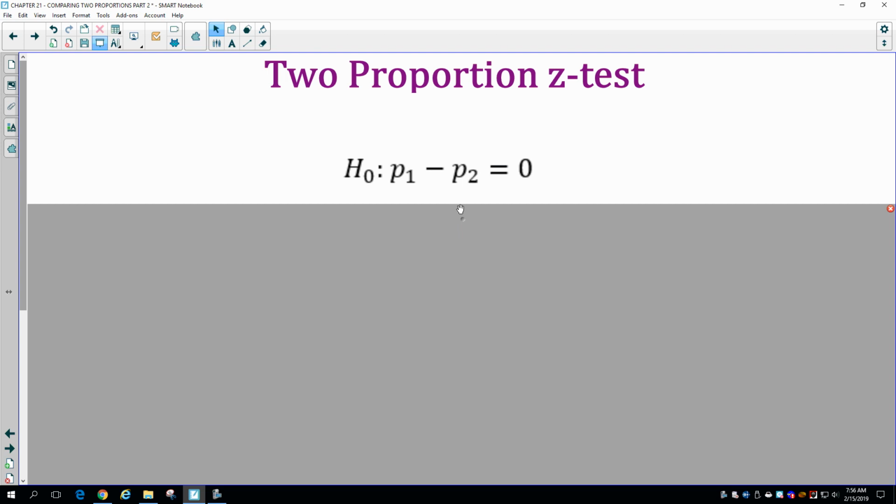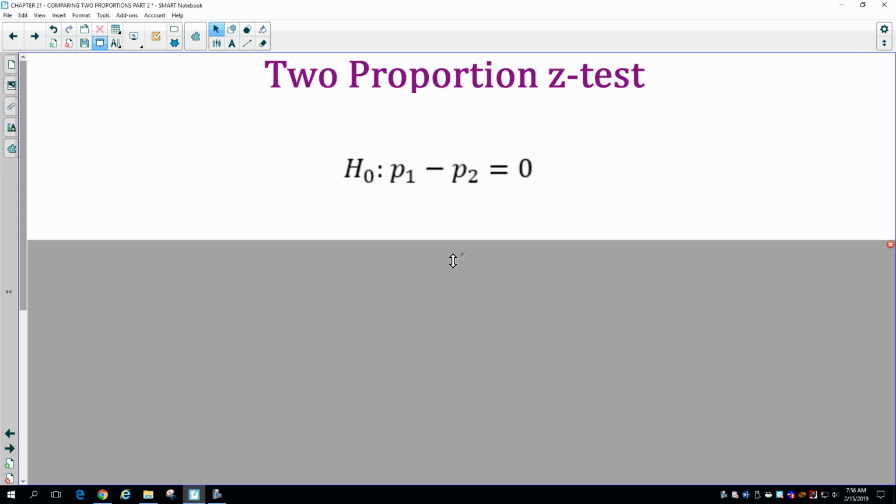Our null hypothesis for a test like this is that there is no difference in the proportions from our two groups. So the proportion from group 1 minus the proportion from group 2 is equal to 0. That's our null hypothesis when doing a two-proportion z-test to compare two proportions.